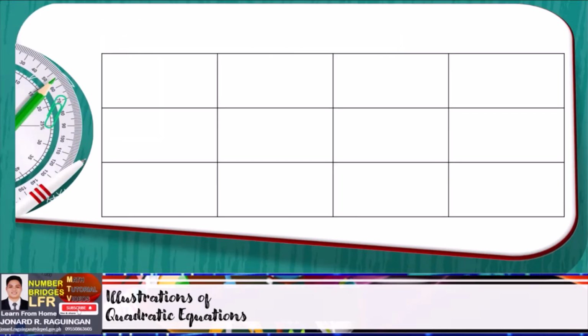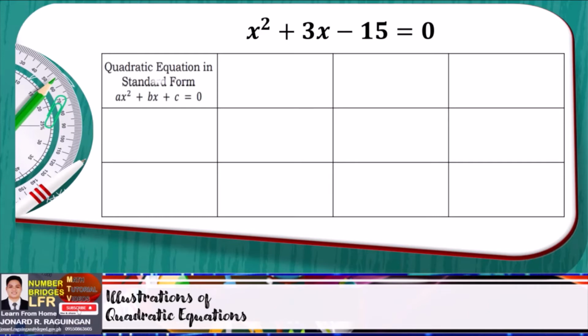Going back to our equation, x squared plus 3x minus 15 is equal to 0, since it is written in standard form, we can easily identify the values of a, b, and c. Look at the table to understand it better. The quadratic equation in standard form is ax squared plus bx plus c is equal to 0. Its quadratic term is ax squared. Its linear term is bx. Its constant term is c.